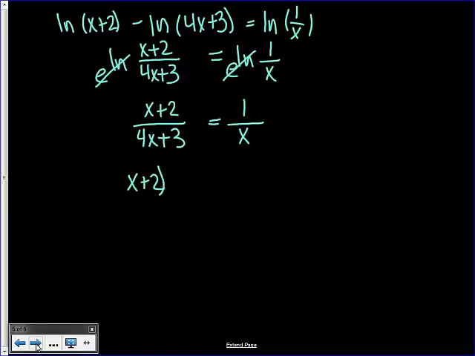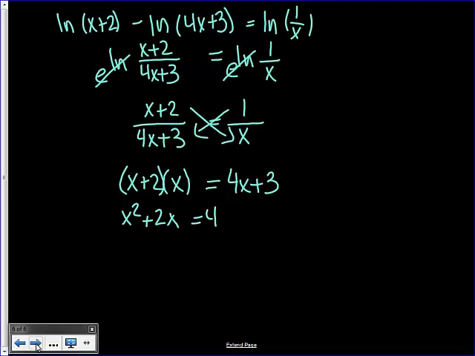x plus 2 times x, again I'm cross multiplying, which equals 4x plus 3. Well, distribute my x first, so now I have x squared plus 2x equals 4x plus 3. Move everything over, so set it equal to 0, minus my 4x and minus my 3, so x squared minus 2x minus 3, correct? Equals 0.